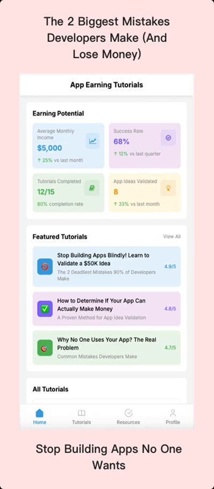In this video, I will show you how to validate your app ideas, what tools I use for research, and what questions you must ask yourself before starting development.